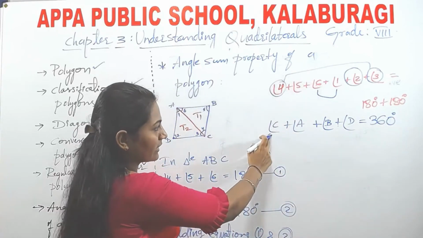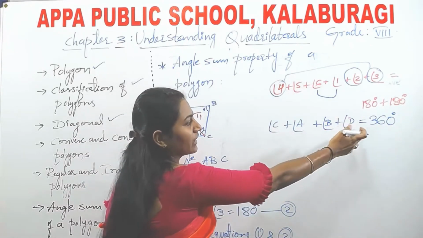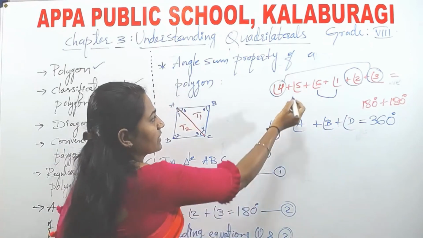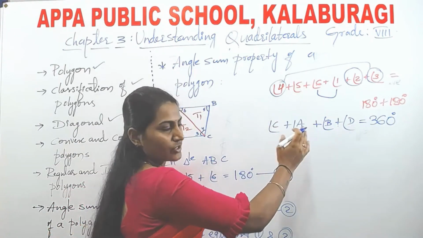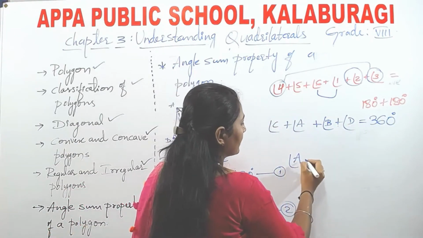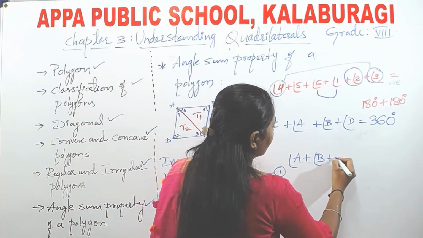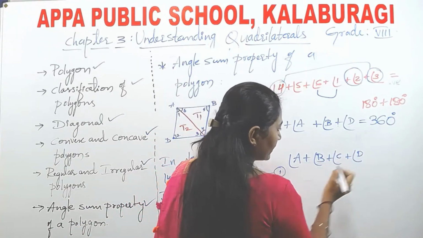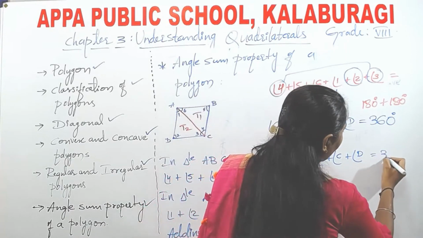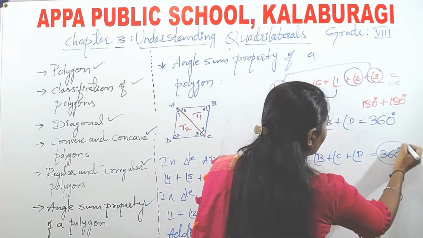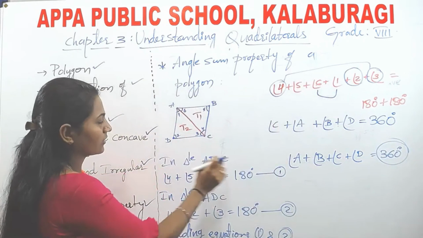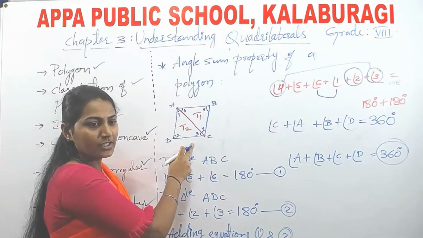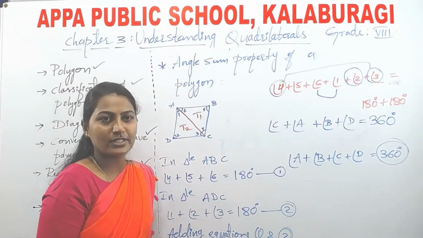So you have angle C, angle A, angle B, and angle D. If you rearrange alphabetically, that is angle A plus angle B plus angle C plus angle D. If I add them, that would be how much? 360 degrees. So what are these angles? The 4 angles of a quadrilateral, which sum up to 360 degrees.